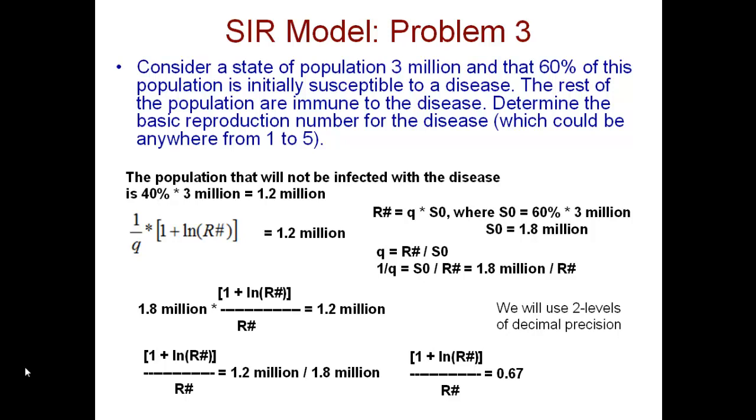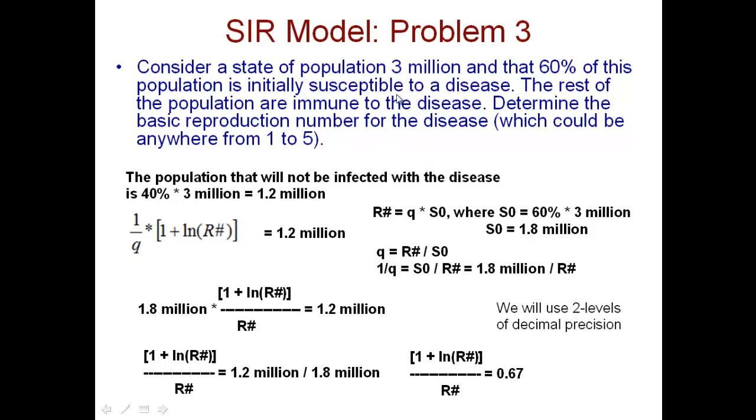Alright, so you're given the population that will not be infected with the disease, which is what? 60% of the population is initially susceptible to a disease. So that is S0, 3 million times 60%. Okay, so 60% times 3 million is 1.8 million, that is S0.